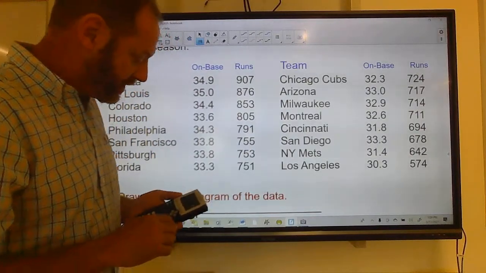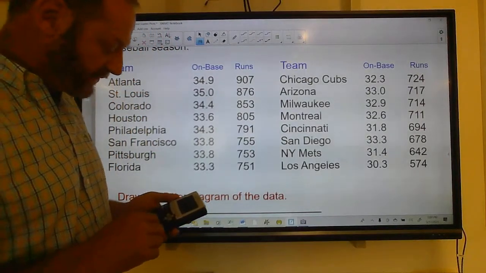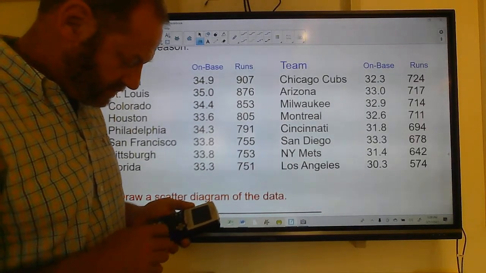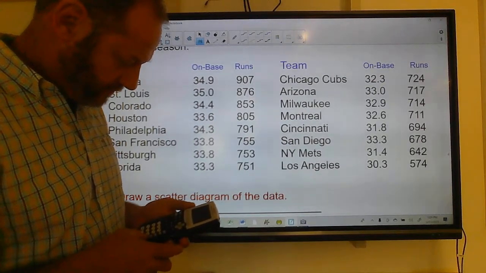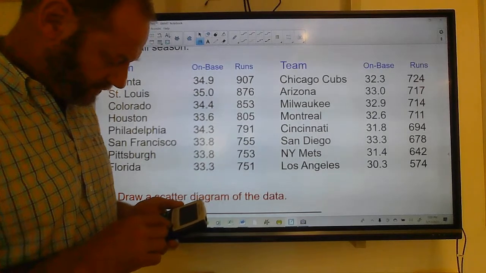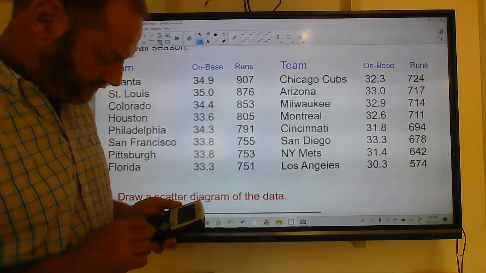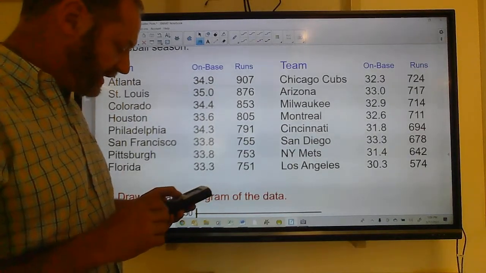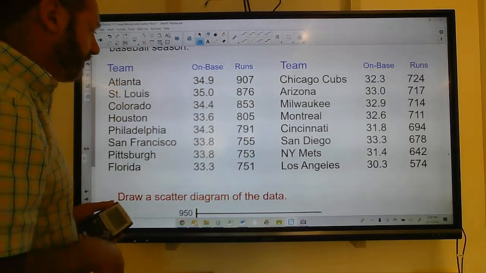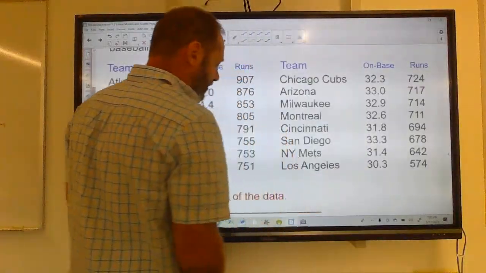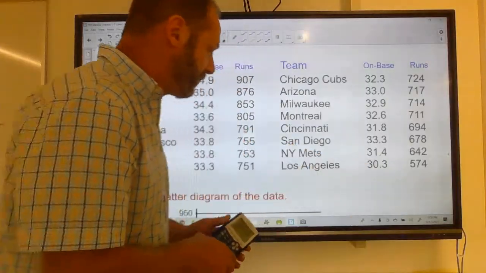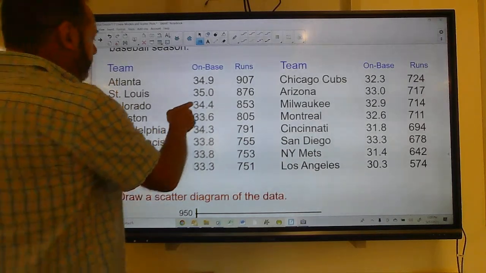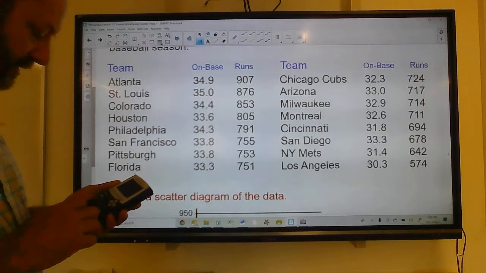All right, now we've got to adjust our window. Go to y equals, and if there are any equations there, clear them out. Okay, so we're going to adjust our window. Now, what do we need our window to be? Well, we're going to look at the x's first. We want it to go from below 30.3, so we'll just put in 30 for our x min. And our highest is 35, so we'll go to 36.